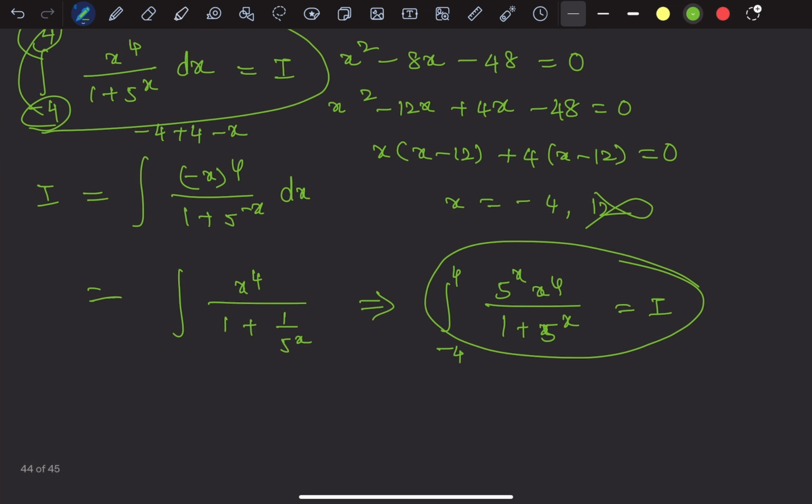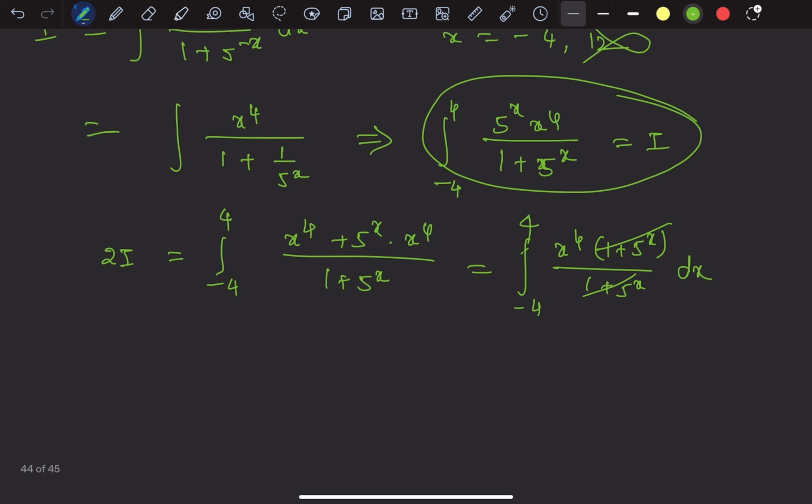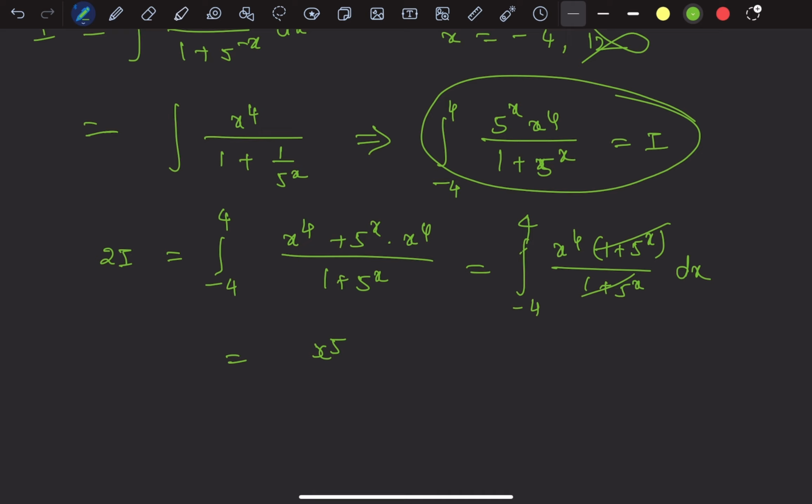So add them up. Then you will get 2I is equal to the integral from minus 4 to 4. The numerator will be x power 4 plus 5 power x times x power 4 over 1 plus 5 power x. So x power 4 multiplied by 1 plus 5 power x by 1 plus 5 power x dx from minus 4 to 4. So this and this get cancelled. The integration of x to the power 4 is x power 5 divided by 5 from minus 4 to 4. When you put 4, it will be 4 power 5 by 5 minus, when you put minus 4, it will be minus 4 whole power 5 by 5.